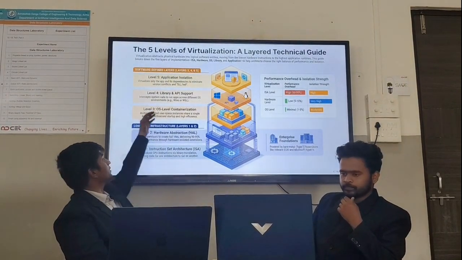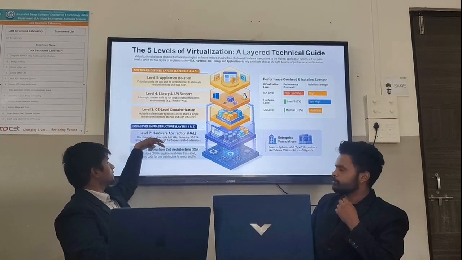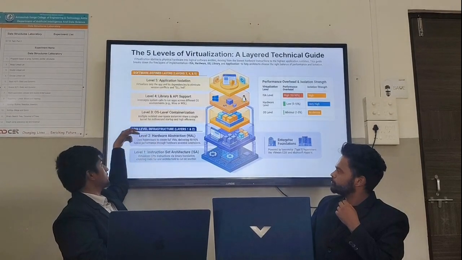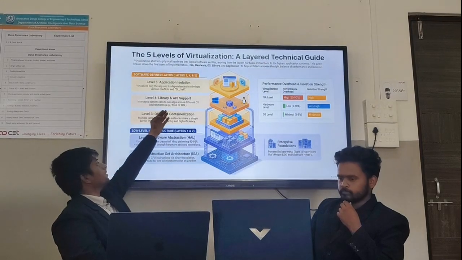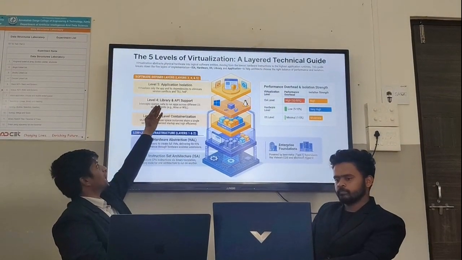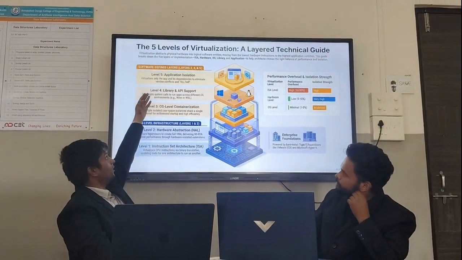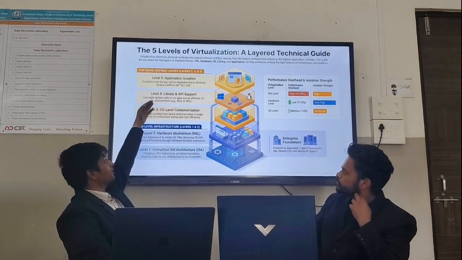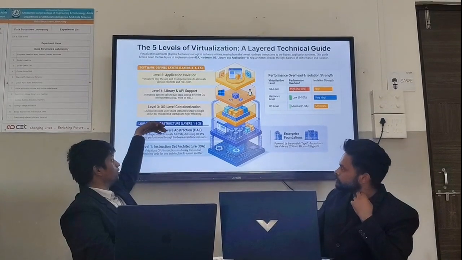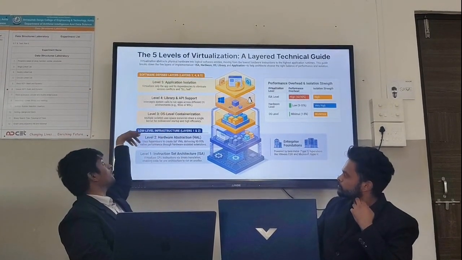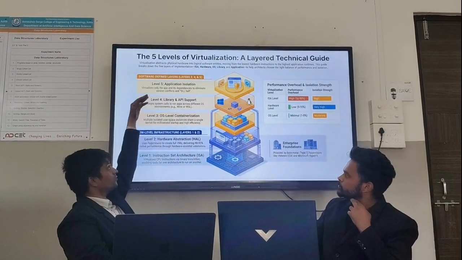So you can see here there are 5 levels. The first one is instruction set architecture. The second one is hardware abstraction. The third one is OS level. The fourth one is library based code. The fifth one is application isolation. So we are using level 5 on a computer, but under the hood, each level is giving tasks to some other level. These two are low levels, and we can say levels 3, 4, 5 are the software defined levels.